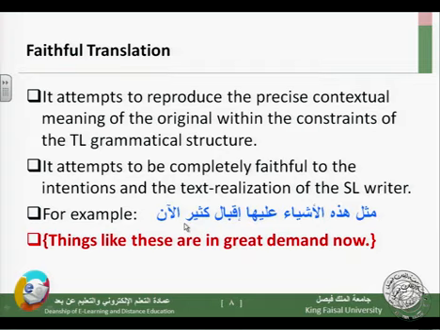مثل هذه الأشياء عليها إقبال كثير الآن. Now, see, things like these are in great demand now. Now I can understand. Things like these are in great demand now. English native speakers will be able to understand. English-speaking people would be able to understand what you mean if you say to them, look, things like this are in great demand now. Well, this is faithful translation.